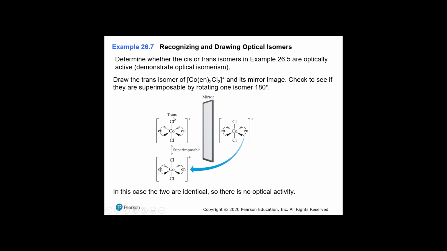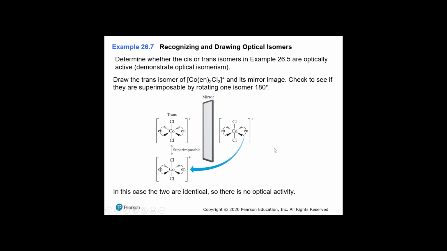So you can see it's trans, and they are superimposable. These can stack right on top of each other because these bidentate ligands are the same. In this case, these are 2 identical, so there's no optical activity, because in order for them to be enantiomers, they also have to be chiral centers. So they have to have 4 different things attached, and that does not happen here.